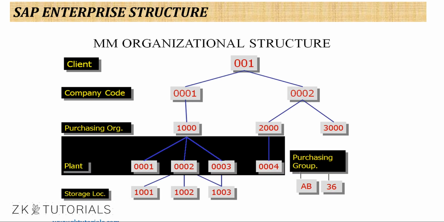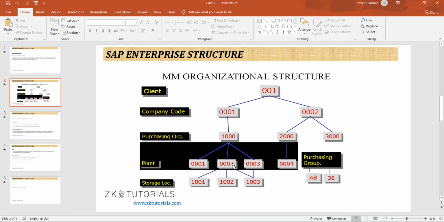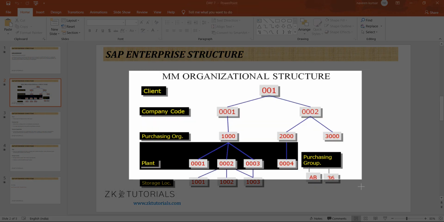So like that, what is the next thing you can see? The next one is the purchase organization. What is this purchase organization? Before getting into this organization, I will do one thing. I'll just differentiate this, so that it will give you clarity.